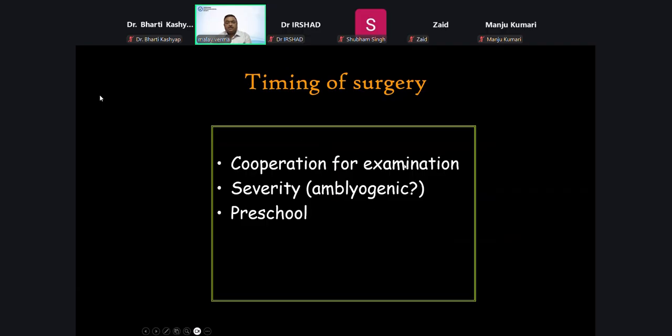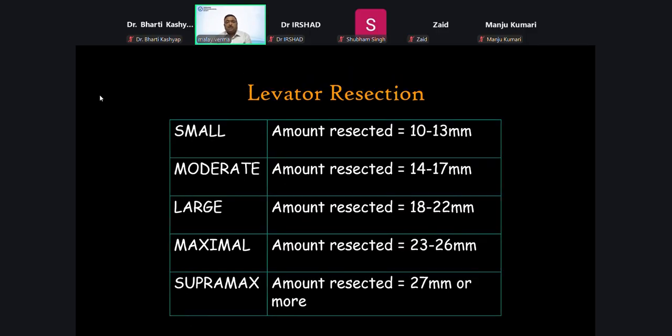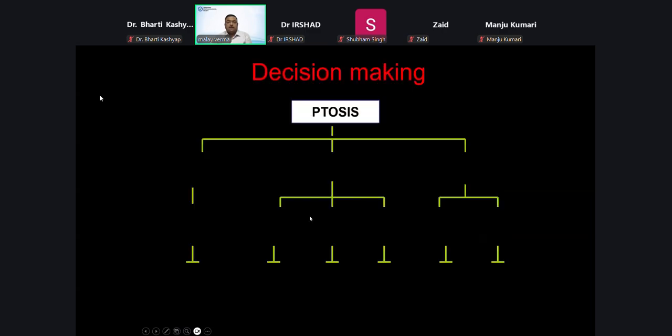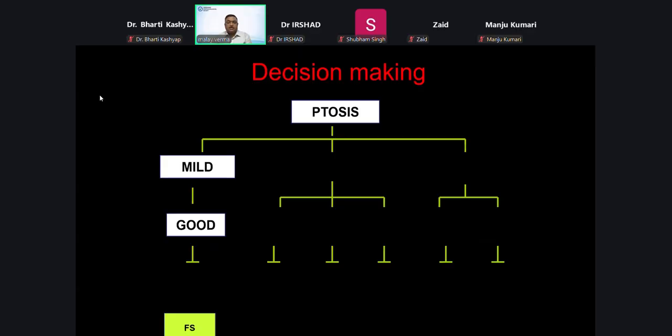The timing of surgery depends on cooperation for examination and whether there is a chance of amblyopia formation. And we should do the surgery before the child enters school. And various amounts of levator resection, that is one formula for correction. And then another formula is like this.